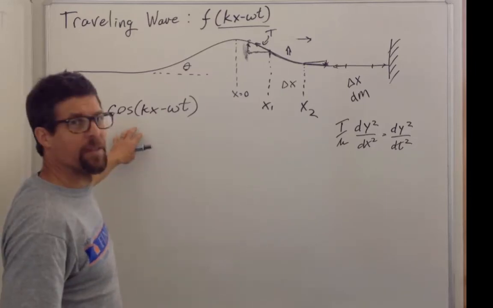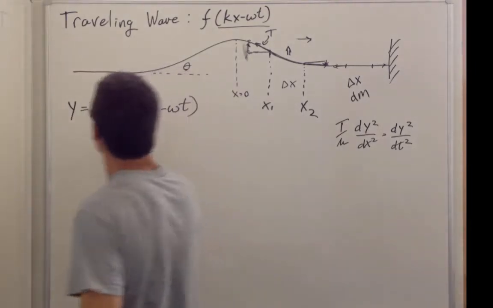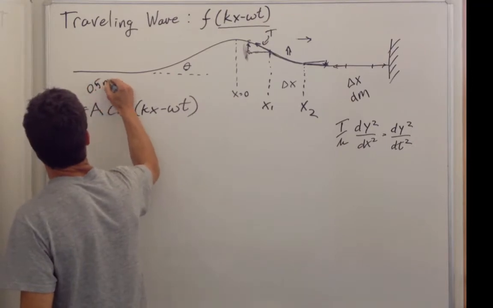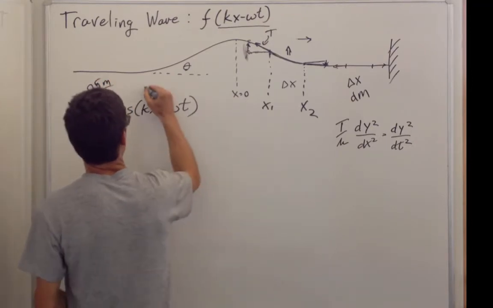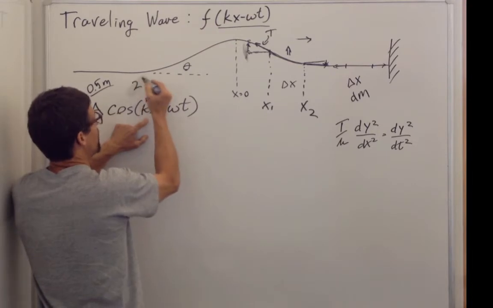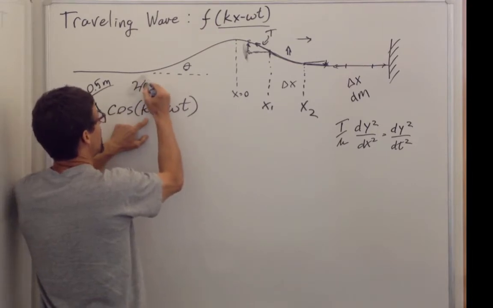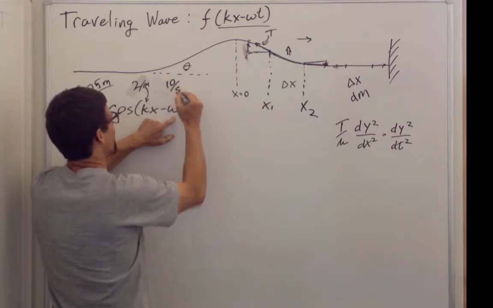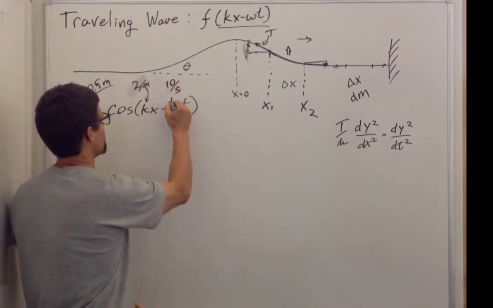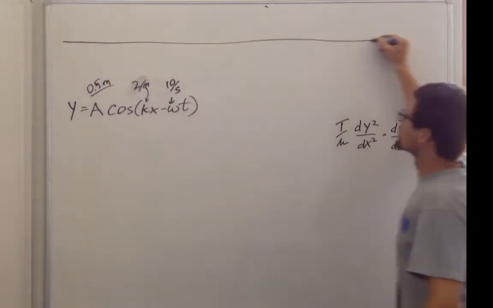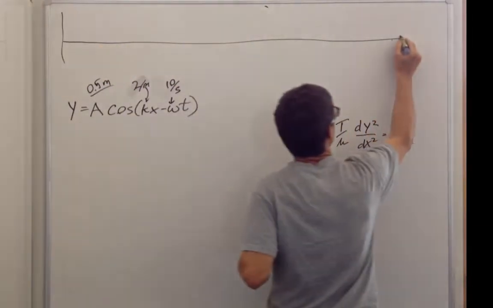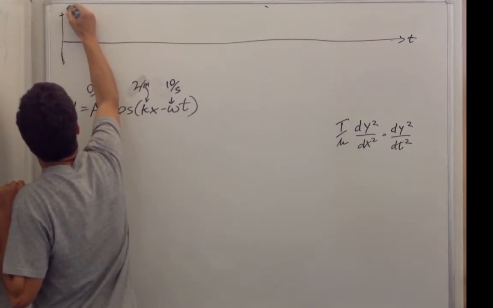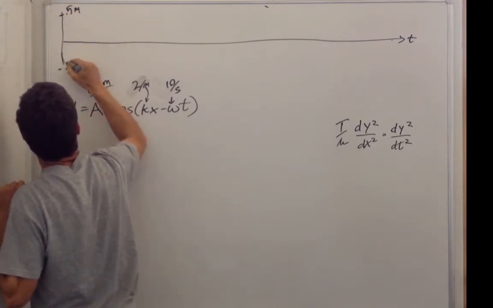So let's graph this for a wave that, let's say, is 50 centimeters, 0.5 meters high. And we have a k which is 2 radians per meter, and then omega which is 10 radians per second. How is that going to look? Here is your time. Here is your y equals half a meter and negative half a meter.